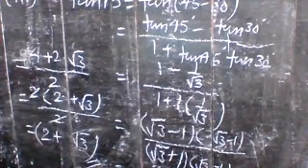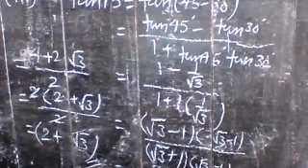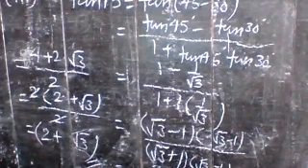In the same way, if you want to find the value of sine 75 degree, 75 can be written as 45 plus 30 degree, and applying the formula for sine A plus B or cos A plus B or tan A plus B, whatever the question is, you can very easily find its value.